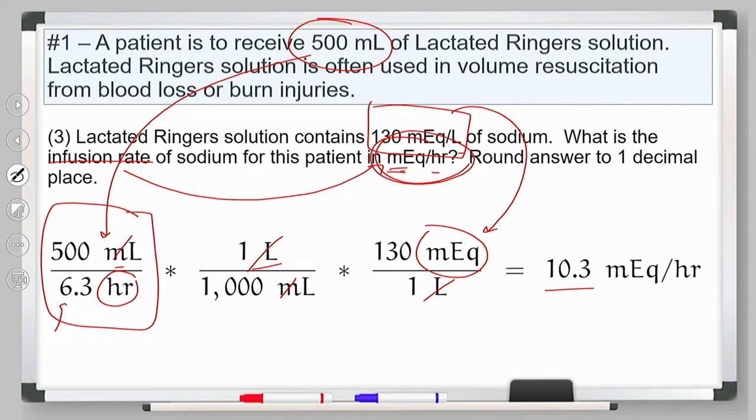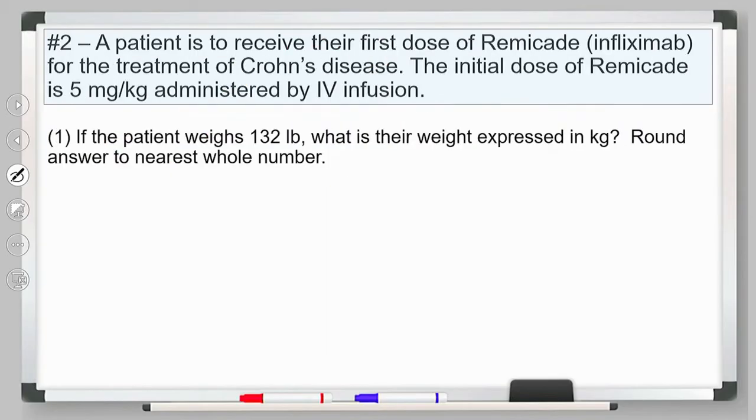Given the information you had and that you calculated, you had a bag of 500 mils that was going to go in 6.3 hours, and we ultimately converted it to a different infusion rate with different units, but it's just unit conversion at that point. Okay, so can you visualize an infusion rate? It's a volume per time. Volume can have different units, time can have different units.